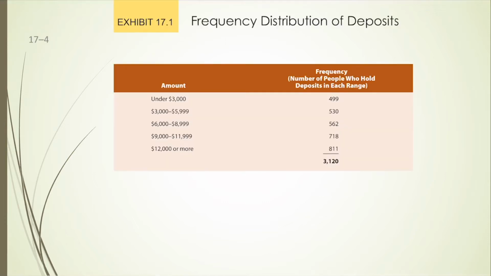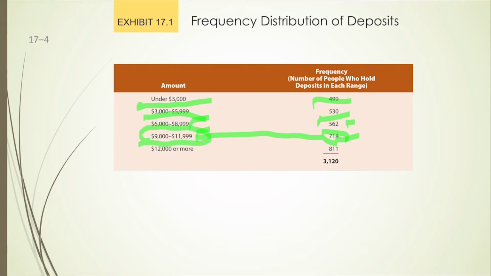A frequency distribution is the number of people who hold deposits in each range. So frequency under 3,000, there are 499 of them. 3,000 to 5,999, that's the number of people within this range group, and it goes from 562, 718 for 6,000 to 8,999, 9,000 to 11,999, and so forth. So that would be a frequency. How many people occurred, or how many times did this occur for this range? So how many people really made this amount? That's really what we're saying here with the frequency distribution.